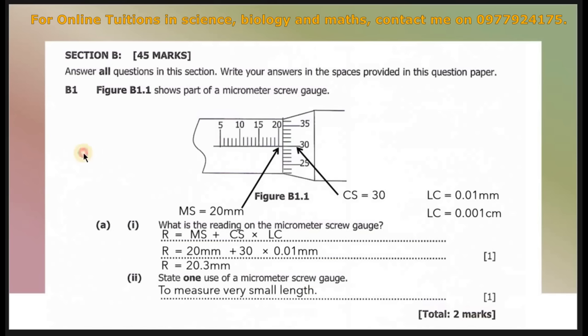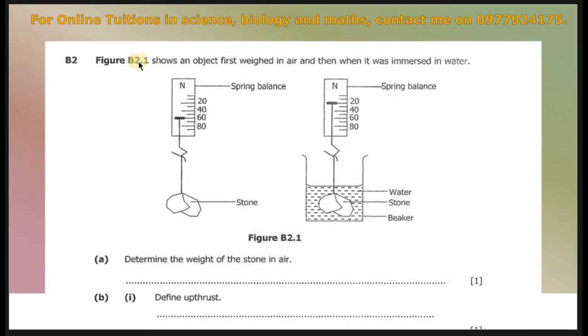Then next, we look at B2. B2 says figure B2.1 shows an object first weighed in air and then when it was immersed in water. So when it is in air, they measured the weight of this object here on a spring balance, and then they also measured its weight when they put it in water there.